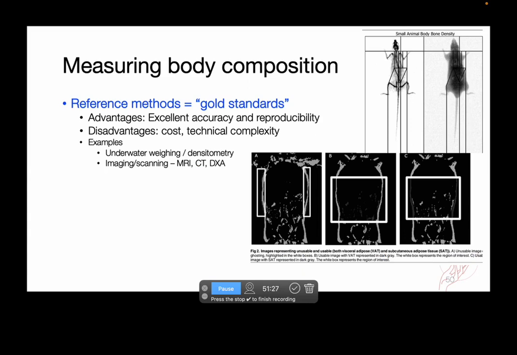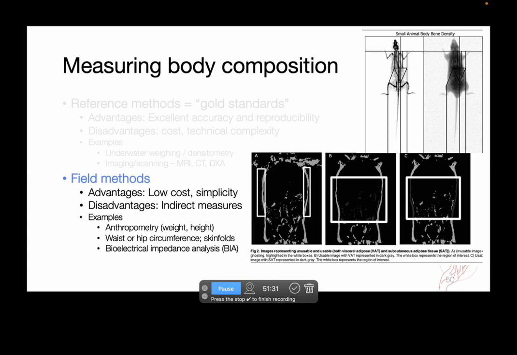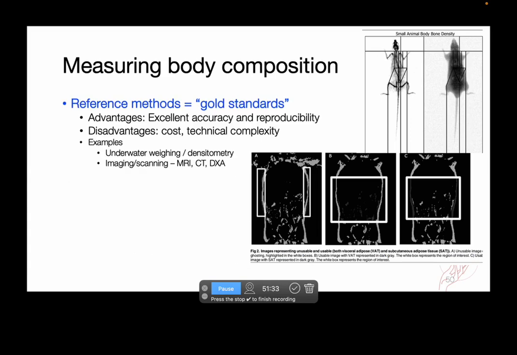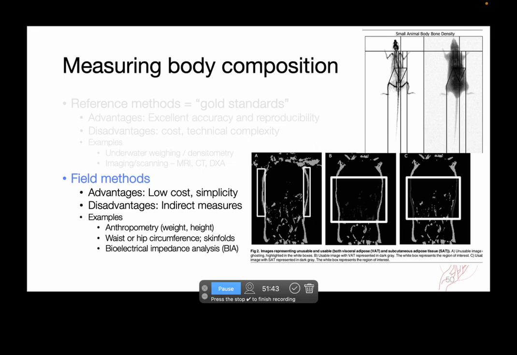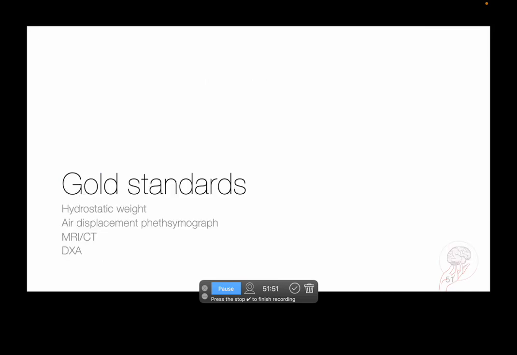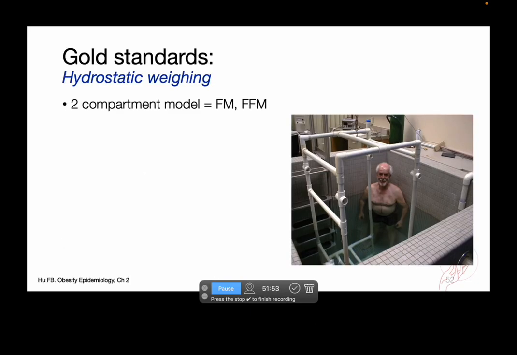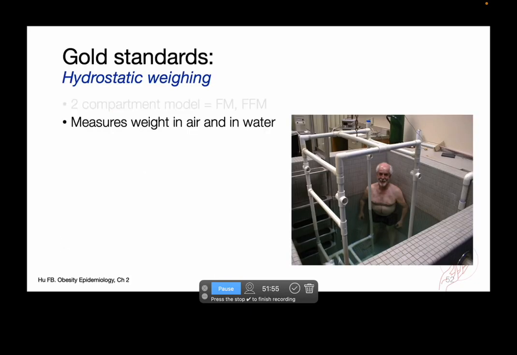So we have two types of measurements. We have reference methods or gold standards. These have the advantage of very high accuracy and reproducibility, but they often are very expensive and technically complex. Field methods are useful because they're low cost, they're often more simple, but they're indirect measures. So let's look at our gold standards.